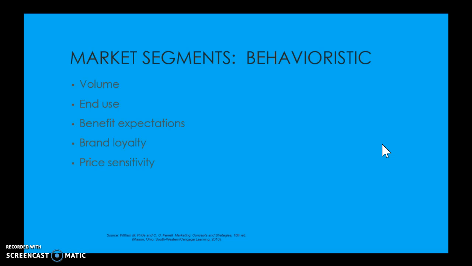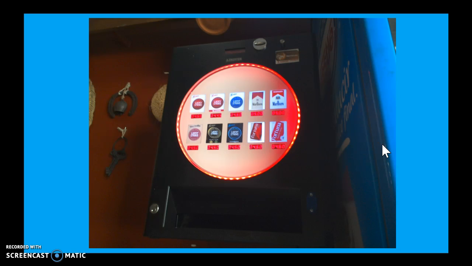Okay. And then last is behavioristic, which can be volume, end use, benefit expectations, brand loyalty, and price sensitivity. I mean, almost a catch-all category, but not quite. This was a picture that I took a year ago in Madrid, and it was fascinating to me in Spain because I never see this in the United States. I mean, maybe they're still around and I'm not noticing them.